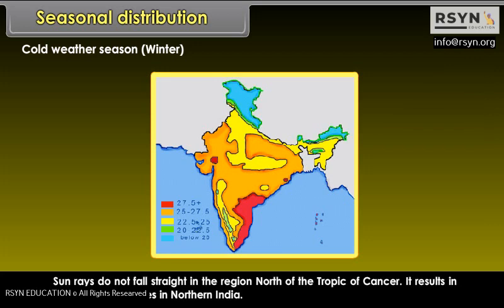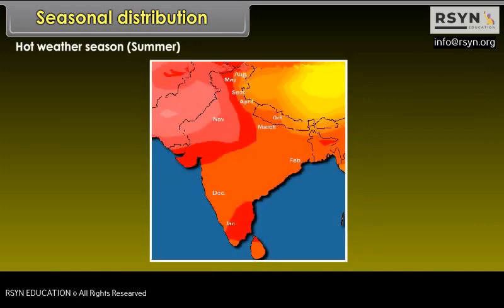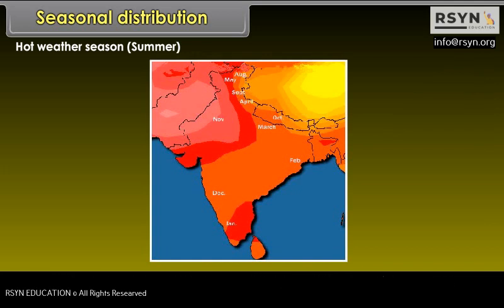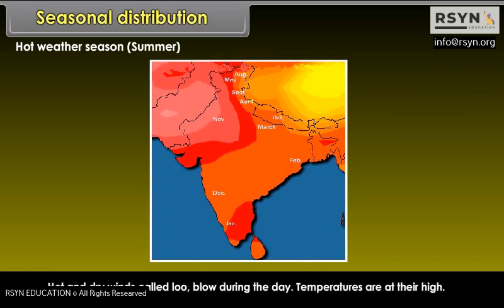Sun rays do not fall straight in the region north of the Tropic of Cancer. It results in the low temperatures in northern India. Hot weather season, summer. The northward movement of the sun from the equator leads to a rise in temperature in India. Hot and dry winds called Lu blow during the day. Temperatures are at their high.